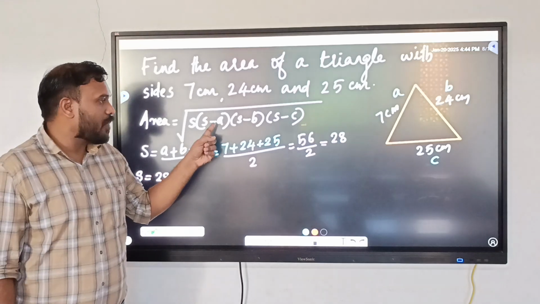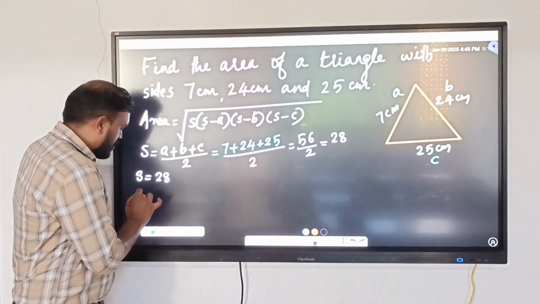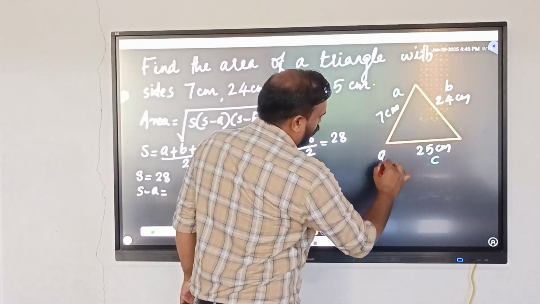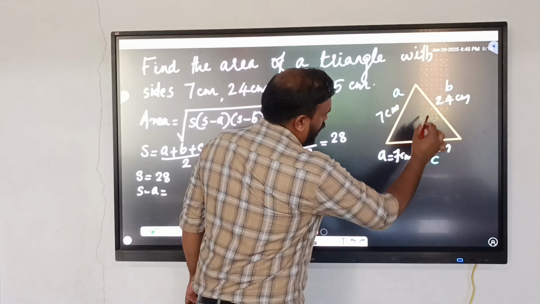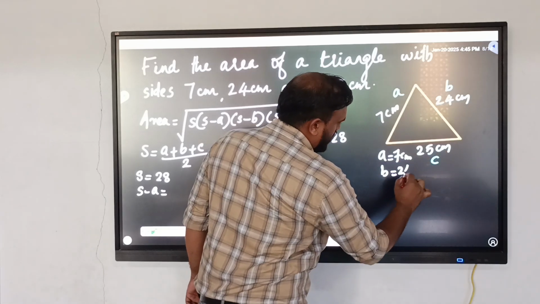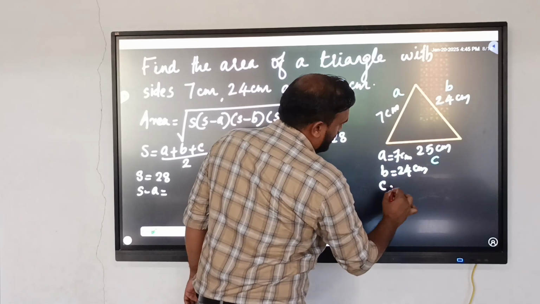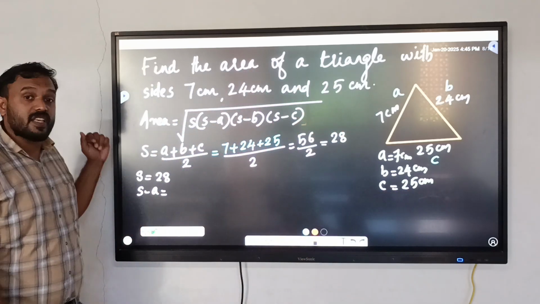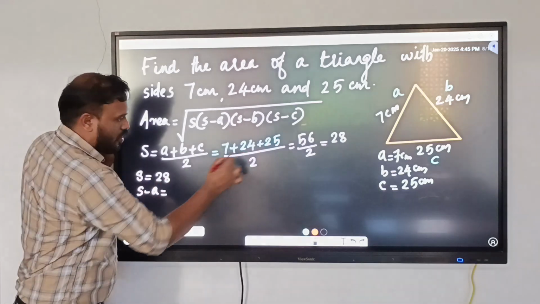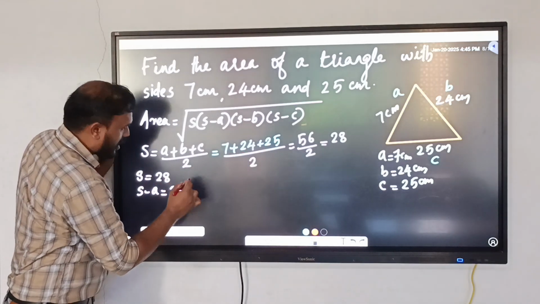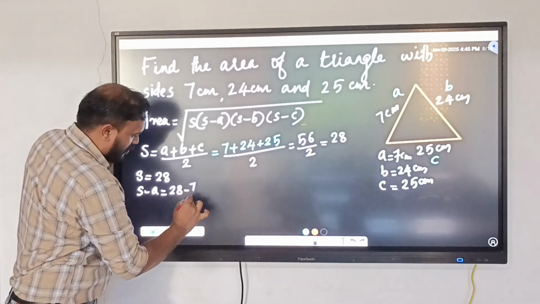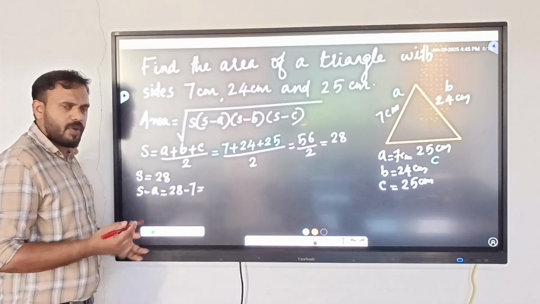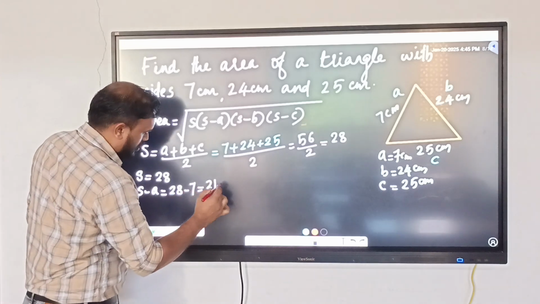Then we should find S minus A. For that, we should know the values of A, B, C. Here we know that A equals 7 centimeter, B we consider as 24 centimeter and C we can treat as 25 centimeter. So let us find S minus A. S we already got, 28, minus A, which is 7. What is 28 minus 7? Everybody knows, this is very simple, 21 centimeter.